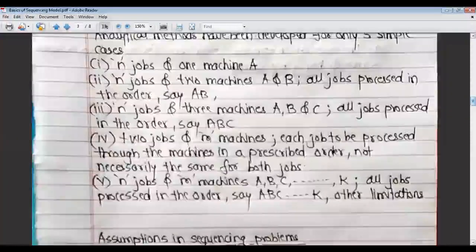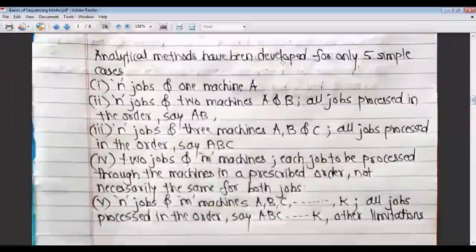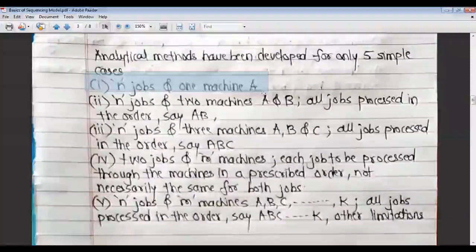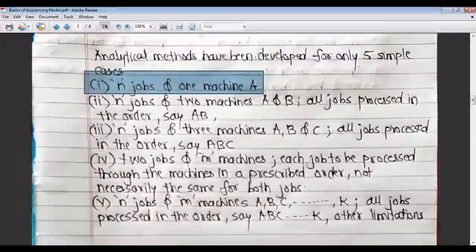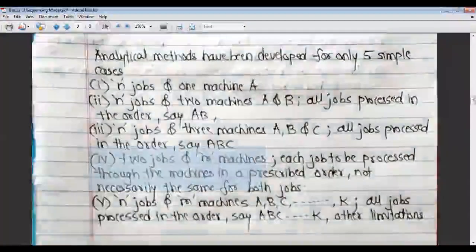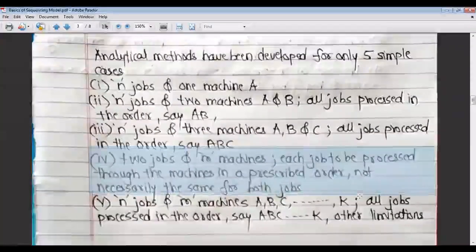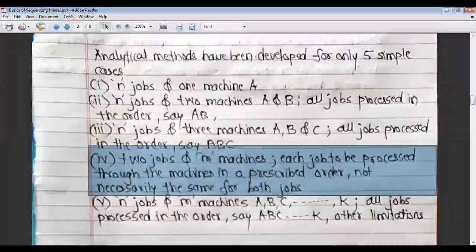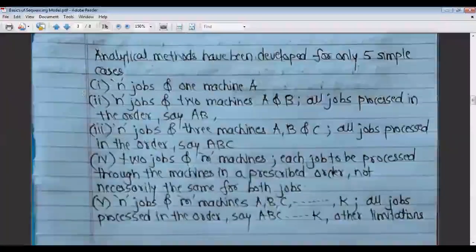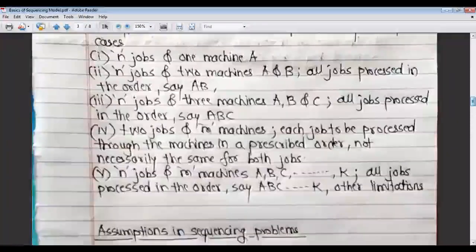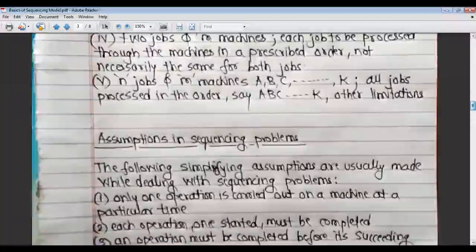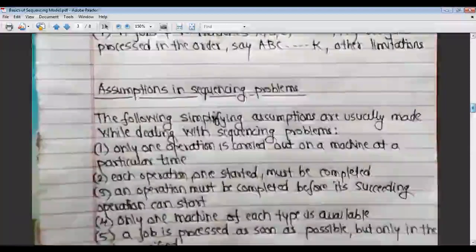What we have for the syllabus is the n jobs one machine problem, n jobs two machines problem, n jobs three machines problem, and n jobs m machine problem. The fourth one is not for your syllabus, right? The second, third, and fifth are for your syllabus. But we are going to see our first case, the n jobs one machine problem, to develop our understanding regarding these types of numericals, right?